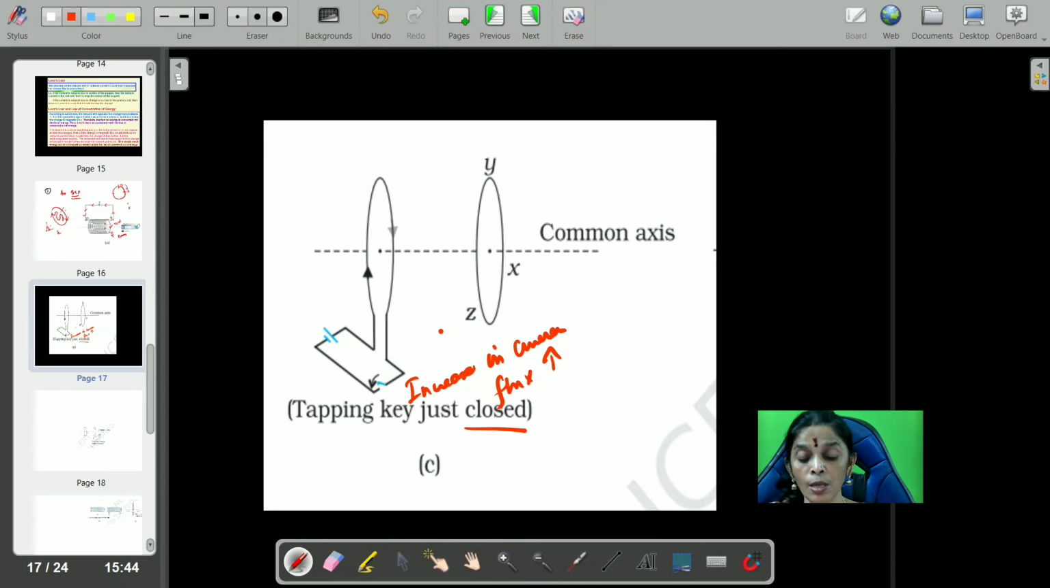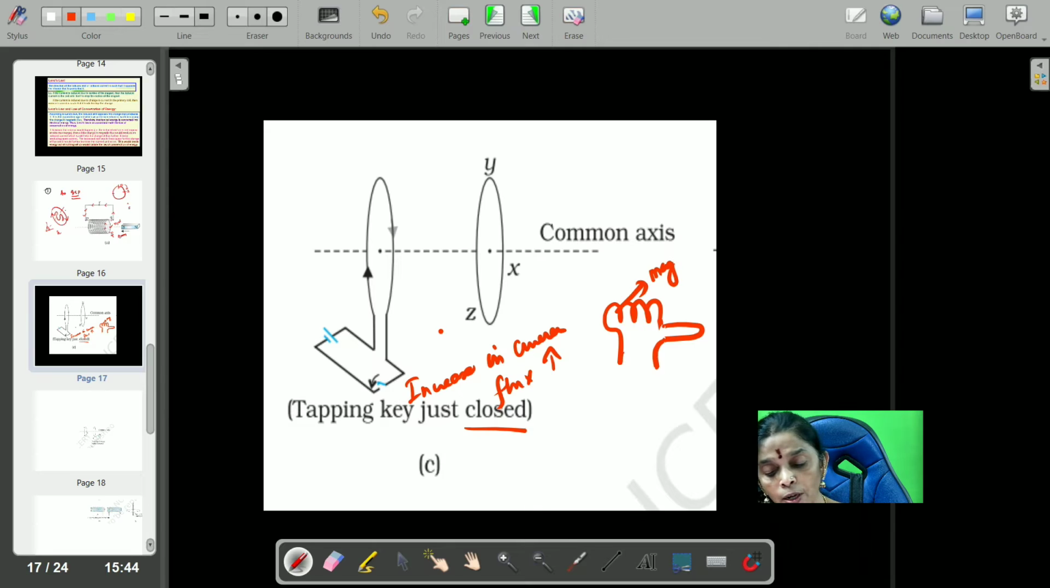Now you have to use right hand thumb rule. What rule you have to use? Right-handed thumb rule. In the right-handed thumb rule, thumb represents the direction of magnetic field and the fingers encircling will give you the direction of induced current. So now here, in this case, this is induced current, induced current, and thumb represents the direction of magnetic field.